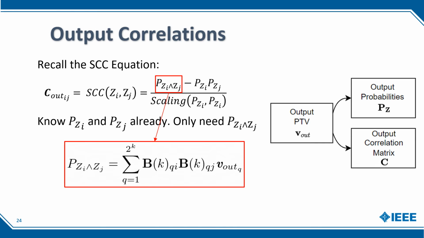Using binary integer matrices again, we found an equation that computes the overlap probability of a given pair of output bit streams from the output PTV. Intuitively, the equation works by computing a weighted sum of all possible ways for an overlap to occur on a given pair of output bit streams.